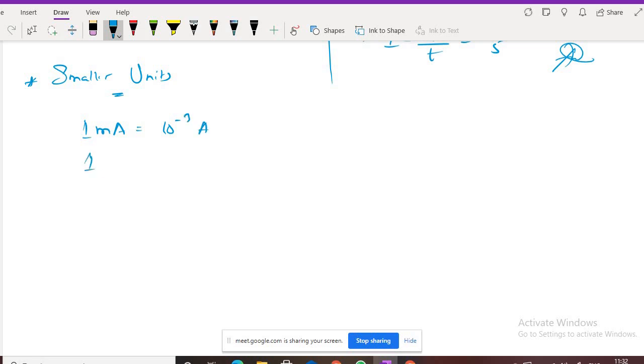Okay, 1 microampere is equal to 10 to the power minus 6 ampere. Several smaller units are there, and bigger units are also there, like the kiloampere. Generally, those things we will see whenever required. Mainly you should know that ampere is the SI unit of electric current. Up to this much, any problem, my dear?